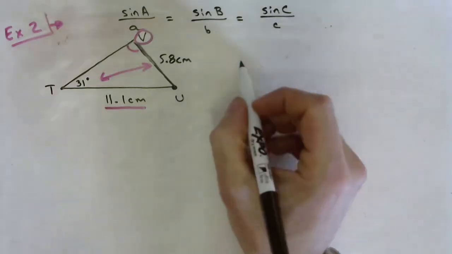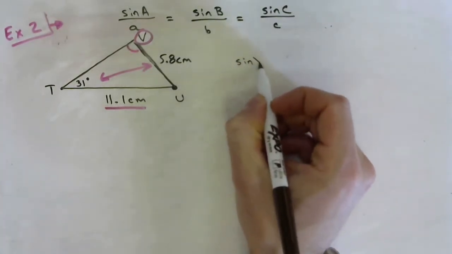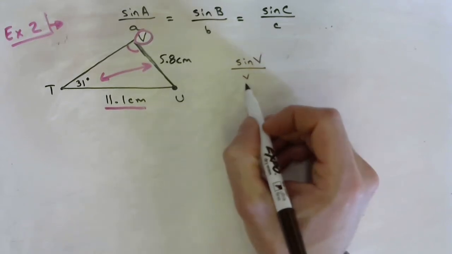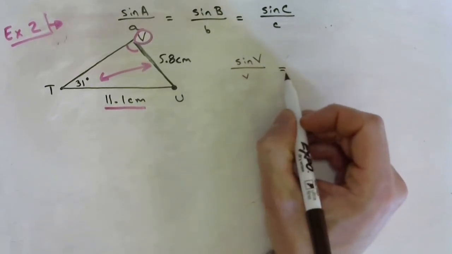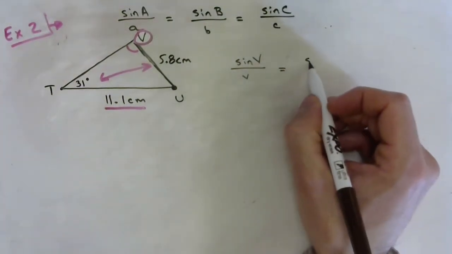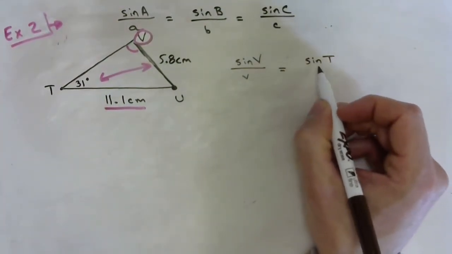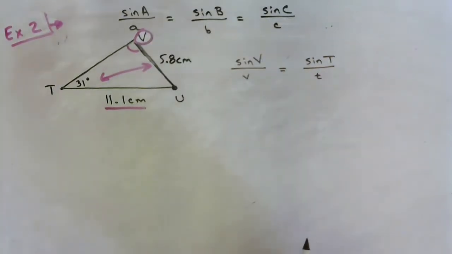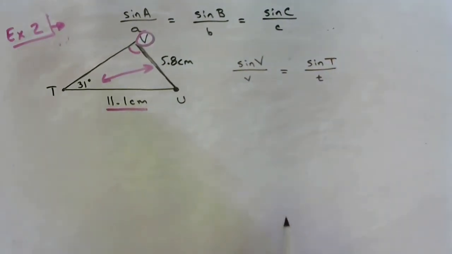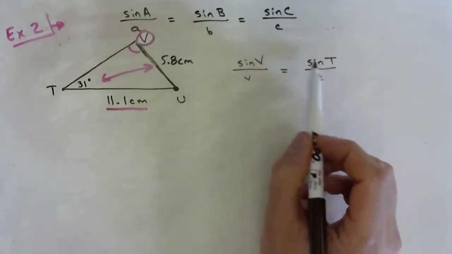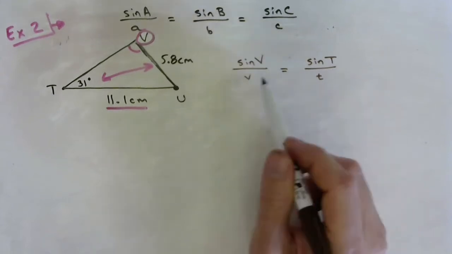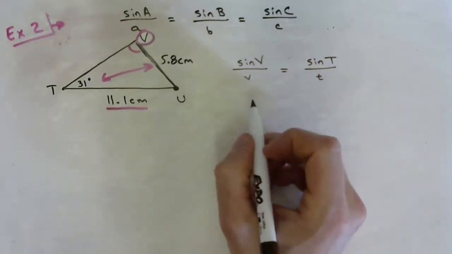We're looking for angle V, so I'm going to put the sine of V in my numerator. It's going to be over the side length V. Then the known information is T and T, so I've got the sine of angle T over the side length T. Now I can plug in what I know. You don't always need to write this. If you're getting good at this, you can plug in your information right away.